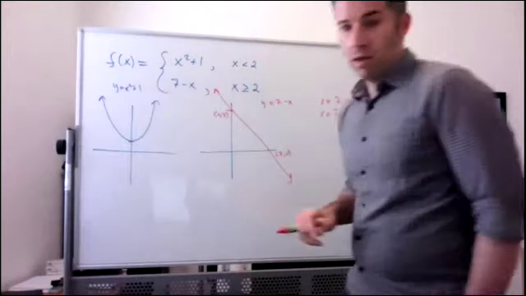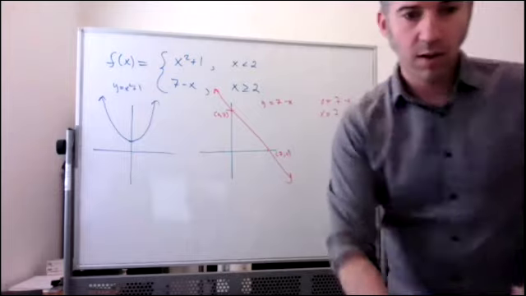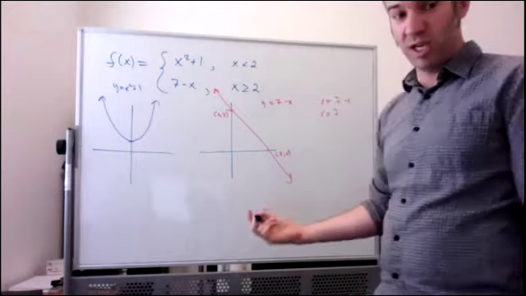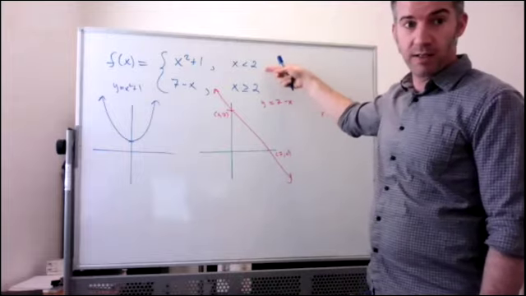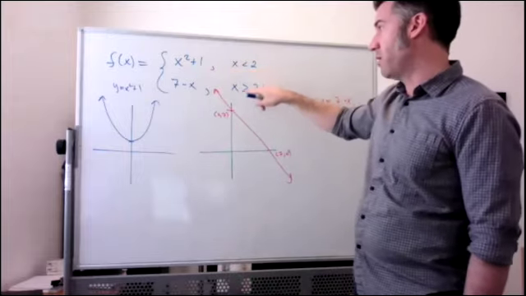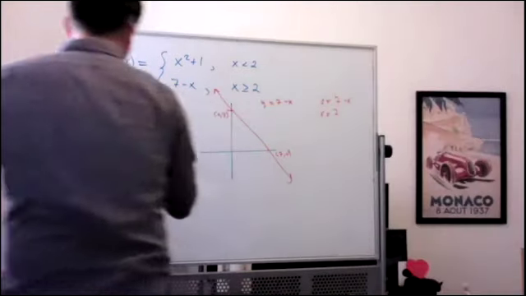So for a piecewise function, what we have to do also is kind of look at what is happening at the place where you change from one piece to the other. So 2 is where things are changing, right? It's this function to the left of 2, this function to the right of 2. So let's see what's happening at 2.